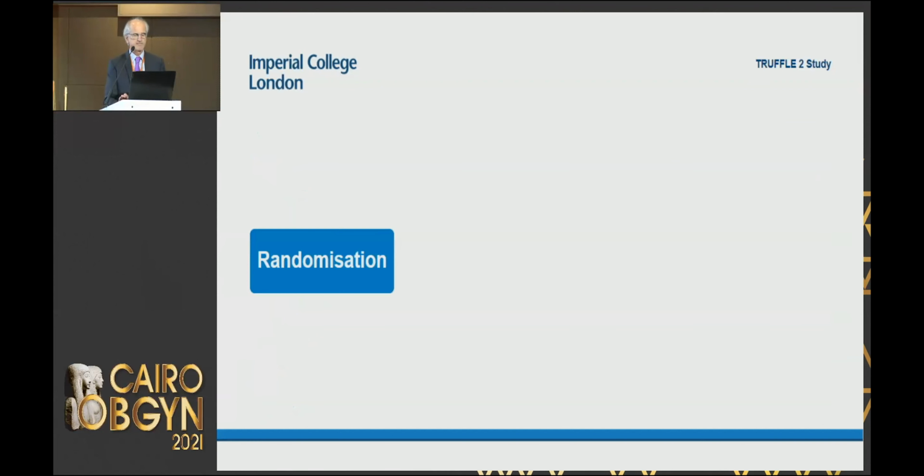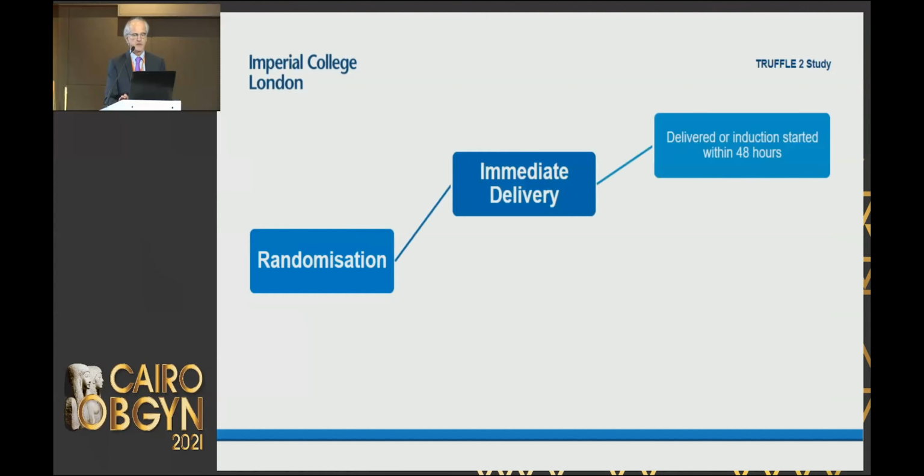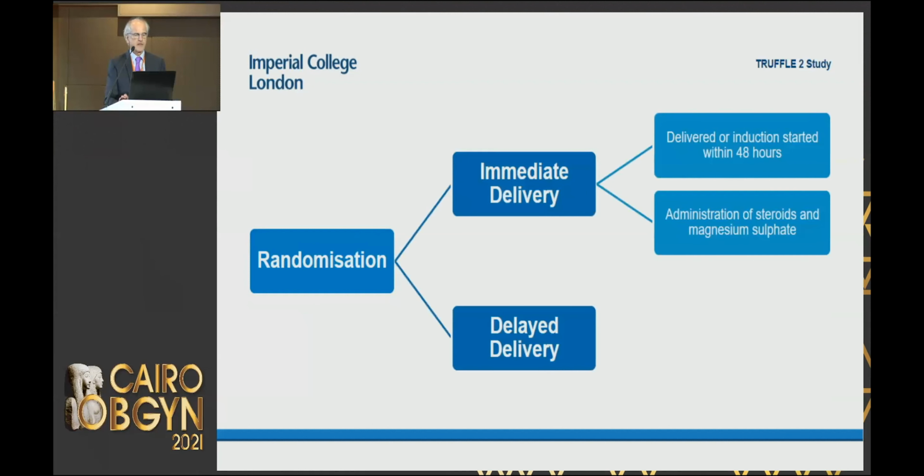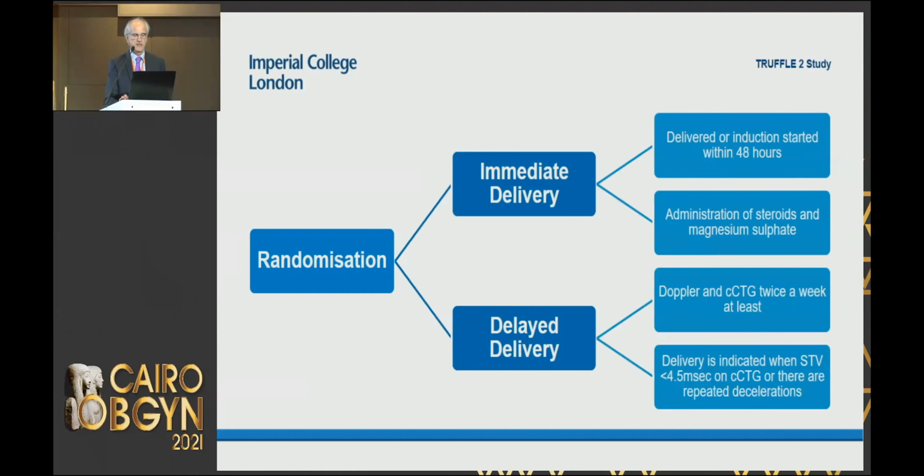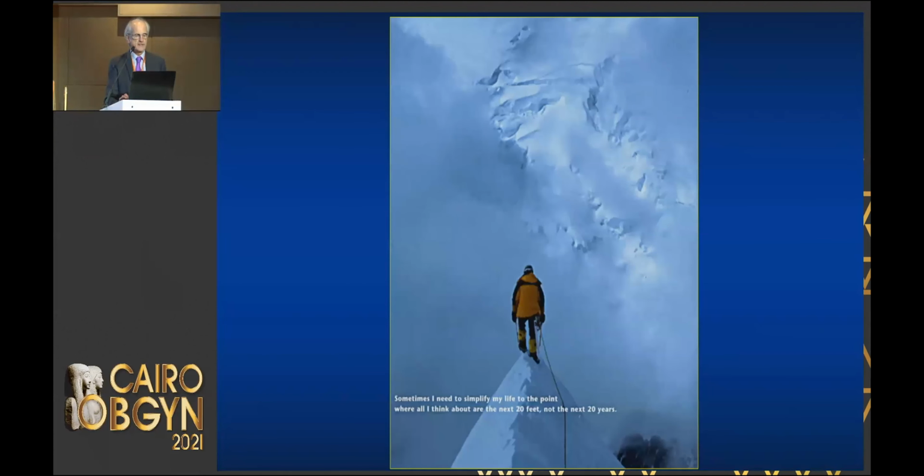Randomization takes place. If they are randomized to immediate delivery, they have to be delivered or induced within 48 hours, after administration of steroids up to 34 weeks, of course. If they fall into the group with delayed delivery, Doppler and CCTG twice a week at last, but middle cerebral artery Doppler is not allowed, and delivery is indicated when short-term variation falls below 4.5 milliseconds on CCTG, or there are repeated decelerations. And this is my last slide.